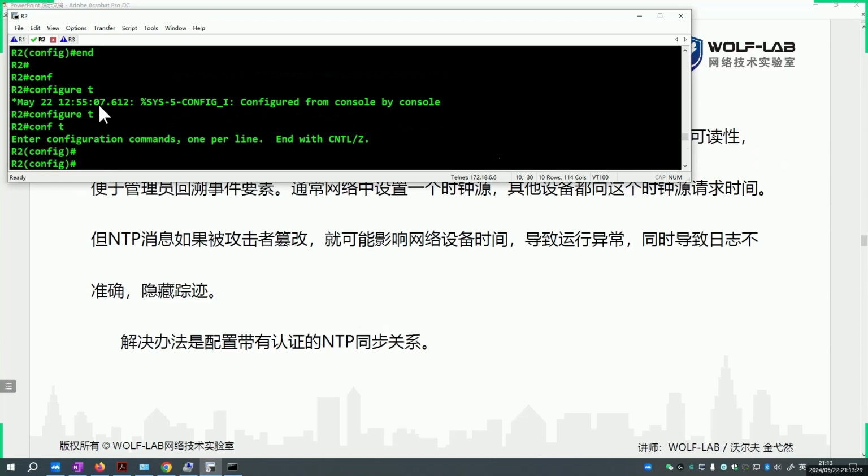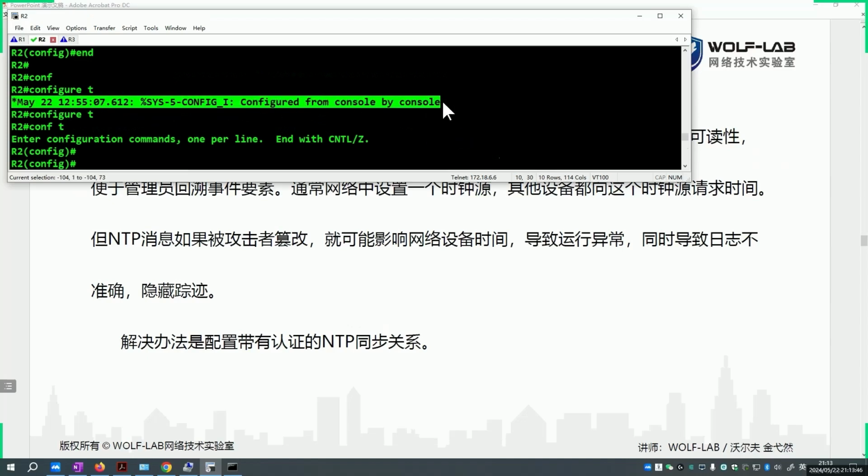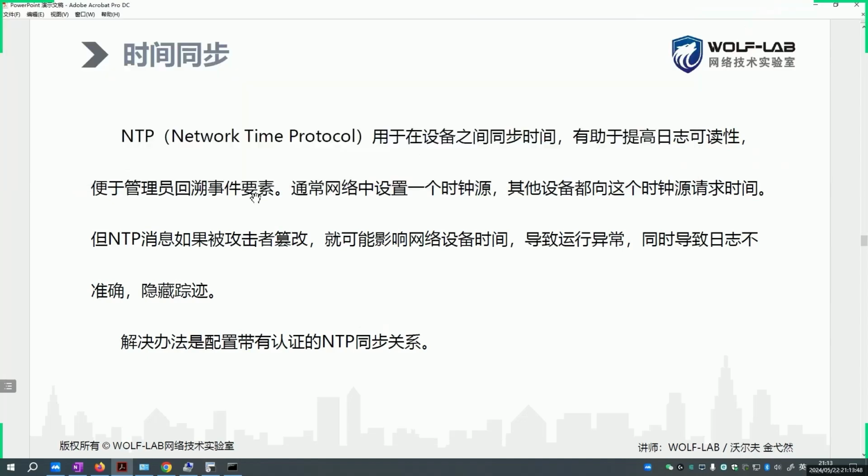So, if the time on the devices inside our network is not the same, then for instance, if suddenly there is a jitter or a fault in our network at a certain time, it becomes very difficult to trace back by looking at the log. So, in our network, we usually need a time source, and other devices find this time source to synchronize time.